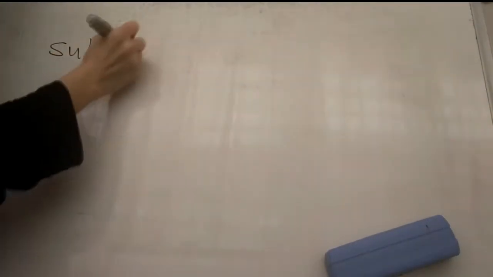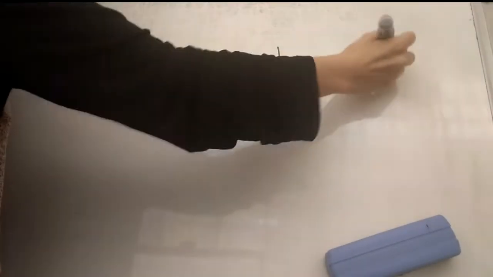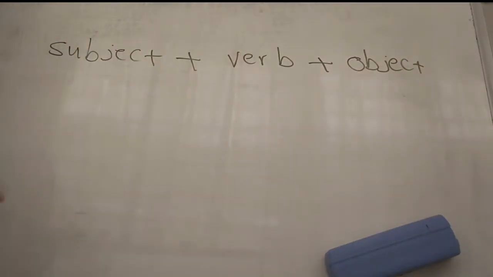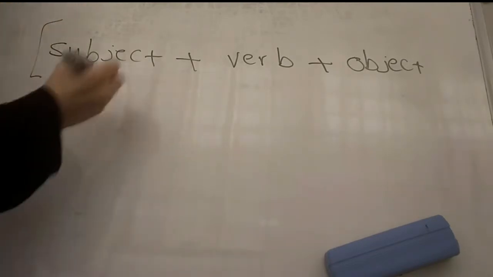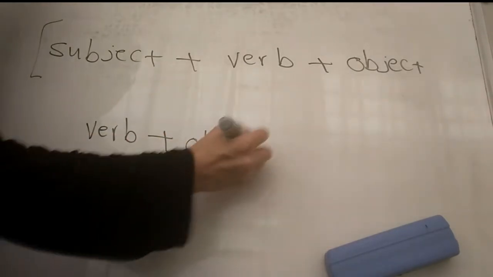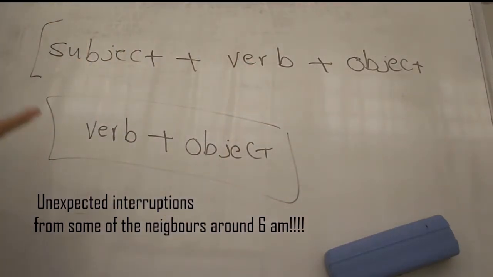What do I mean? When it comes to a structured sentence, usually we have subject plus verb plus object. This is how we usually structure a sentence, right? But when it comes to the imperative form, we only have verb plus object. So we don't have a subject. The subject is not there in the sentence.